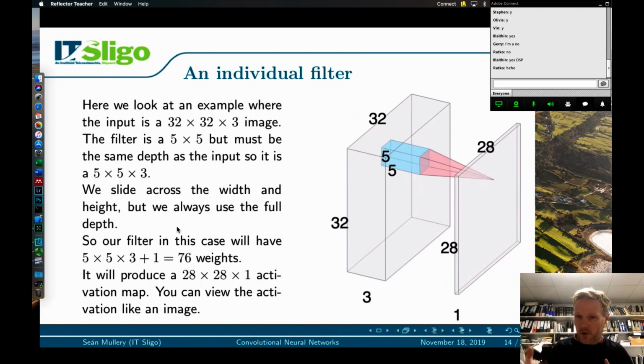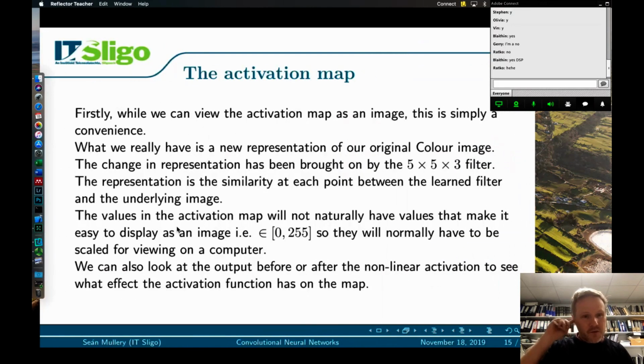If I want to look for other things in the image, then what I do is I create another filter, which again is going to take me another 76 weights to do, and I'll create a second activation map to go with this. So firstly, while we can view the activation map as an image, this is simply a convenience. What we really have is a new representation of our original color image. The change in representation has been brought on by a 5x5x3 filter.